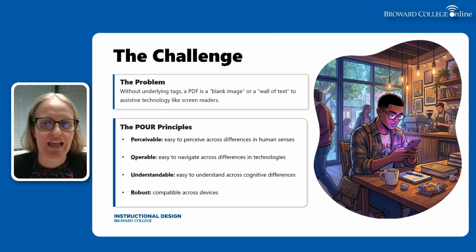Third is that the content be as easily understandable as possible across different cognitive differences in how people understand and process information and complete tasks. So that has to do with predictable and consistent design, understandable language, and having a tolerance for error. And the fourth has to do with making content and applications that work across different devices. So different web browsers, different assistive technologies, different operating systems, different versions, all the sorts of things that might have to do with that.